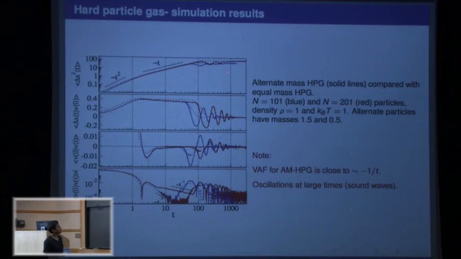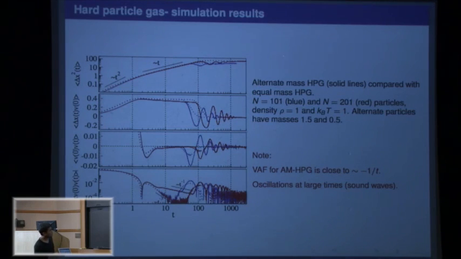The saturation value, you expect both to be exactly the same, whether it is alternate mass or equal mass, because the equilibrium distribution in space is exactly the same for both cases. It is only the velocity distribution which is different for the two systems, but the spatial distribution is the same. Therefore delta x squared at t infinity is expected to be exactly the same for both the models. And that is what you see in the simulations.